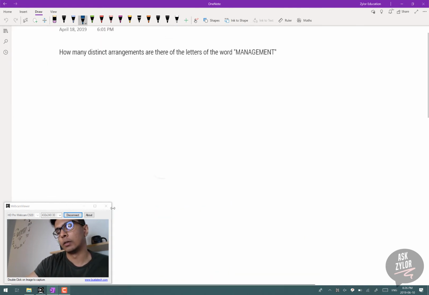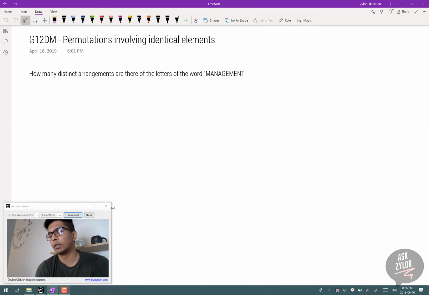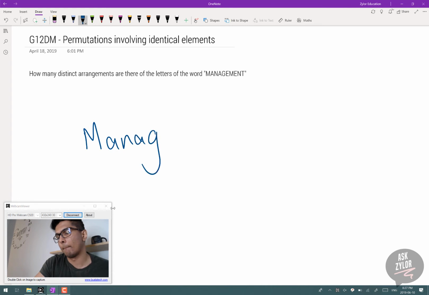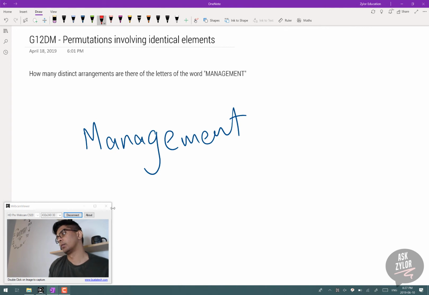So let's change things up. So we're doing a data management question. So they're telling us, how many distinct arrangements are there of the letters of the word management? Okay, so distinct arrangements. In order to find distinct arrangements, we need to eliminate the similar letters, right? A is repeating, E is repeating as well, right? And we also have N repeating.